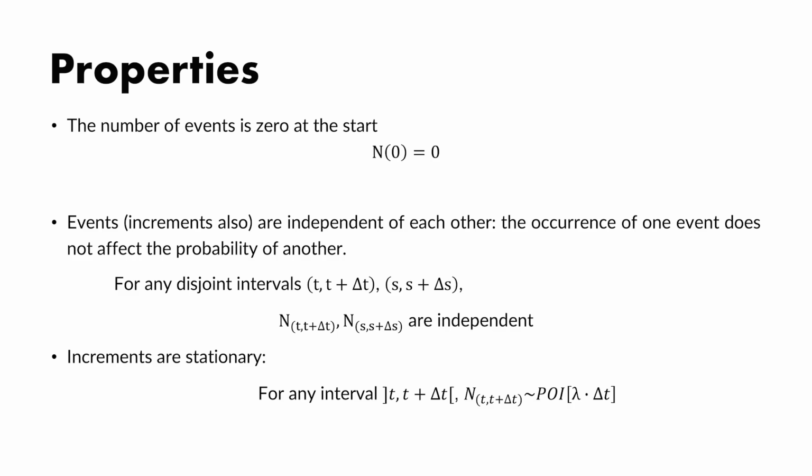When we are dealing with the Poisson process, we can be sure of three things. The first thing is that the number of events, or the number of failures, is zero at the start. The second one is that because the intensity function is a constant, as we will see, the events are independent of each other, and they're also stationary because of this.